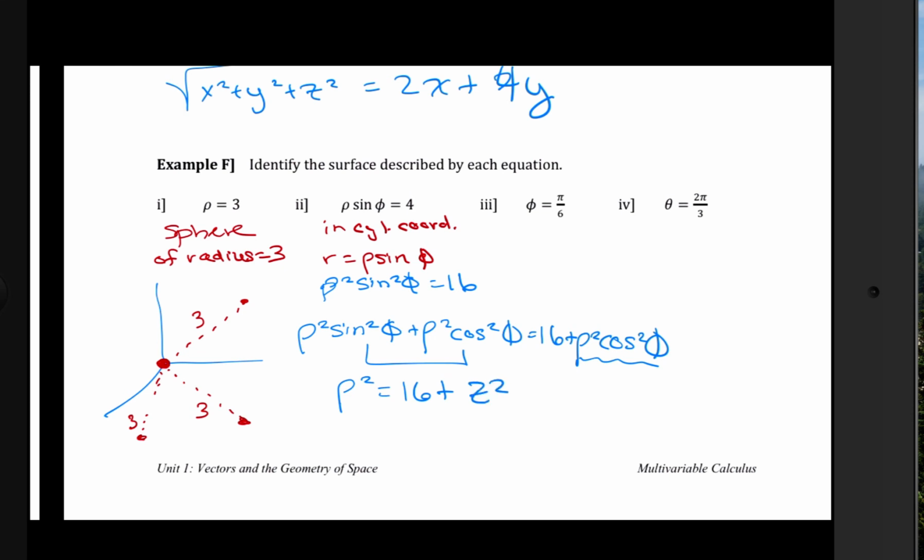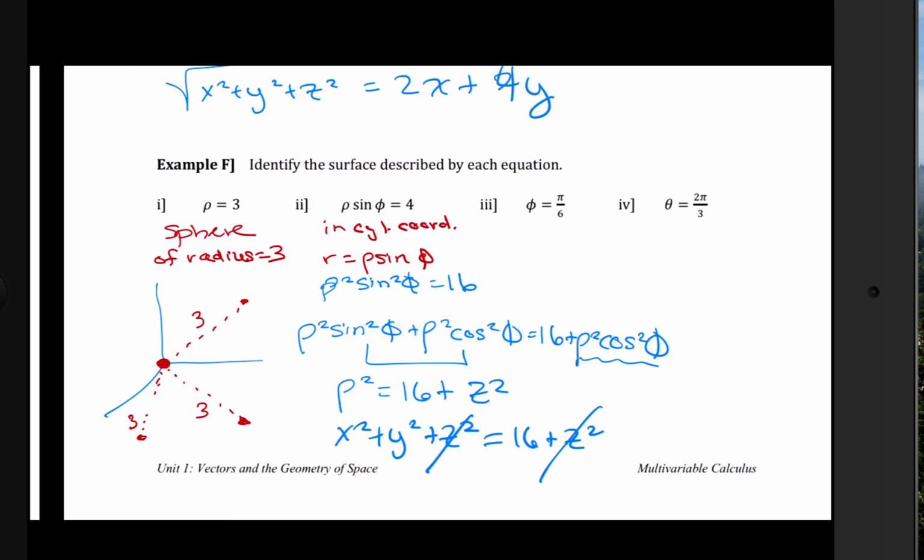We know that rho squared is x squared plus y squared plus z squared. So I have x squared plus y squared plus z squared equals 16 plus z squared. Those z squareds cancel, and I'm just left with x squared plus y squared equals 16, which we know in 3-space is a cylinder of radius 4. So either approach depends on your comfort level with converting from one system to another.